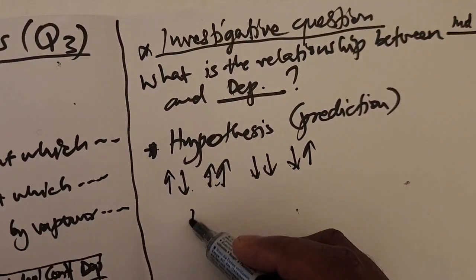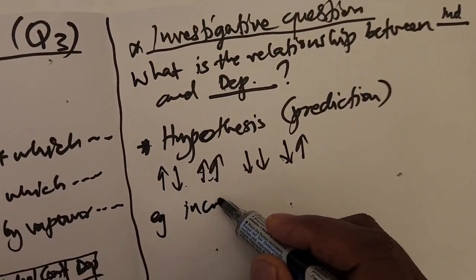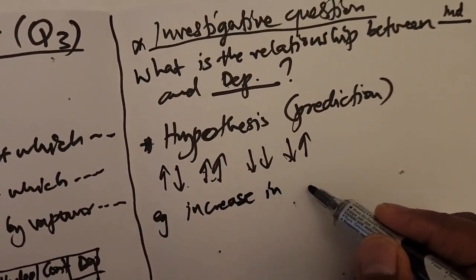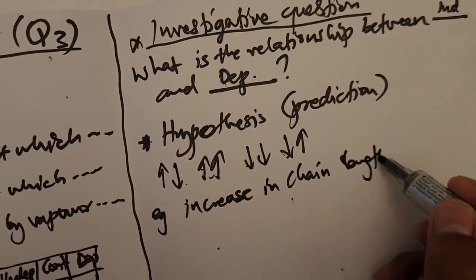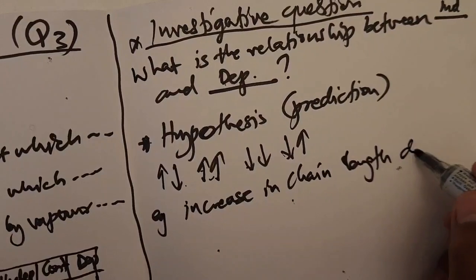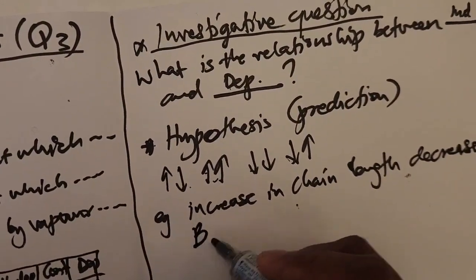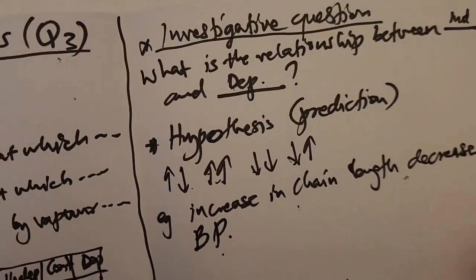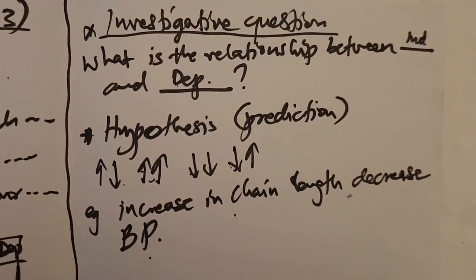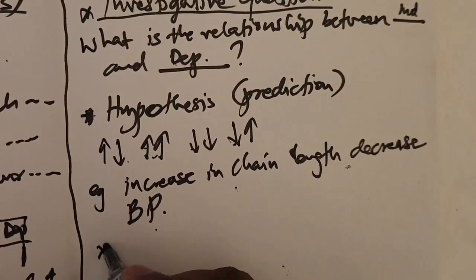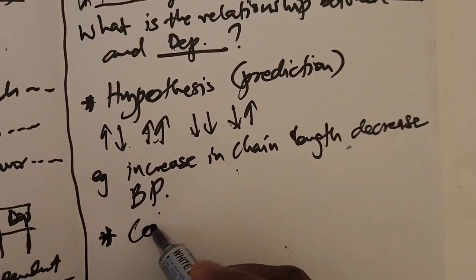An example will be: an increase in chain length, or in surface area, decreases the boiling point. Now remember, this is a prediction. It doesn't have to be correct. You are just predicting. The last one, which will be based on the data, is what we call the conclusion.